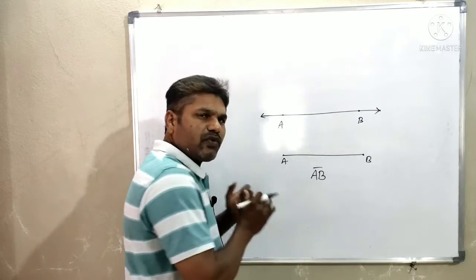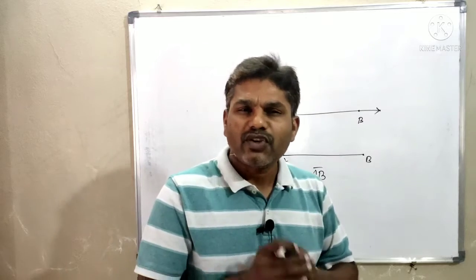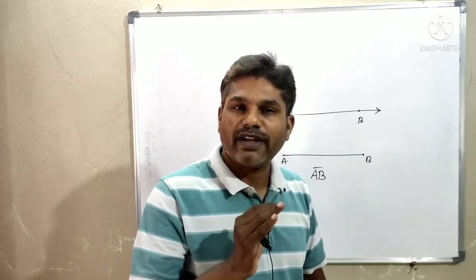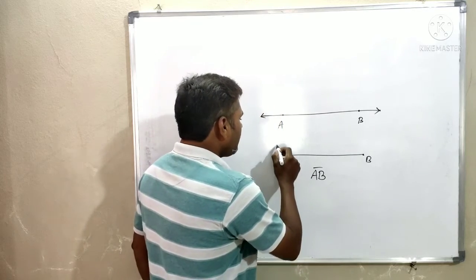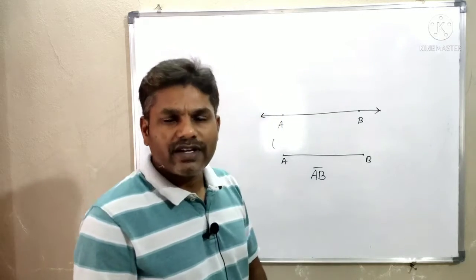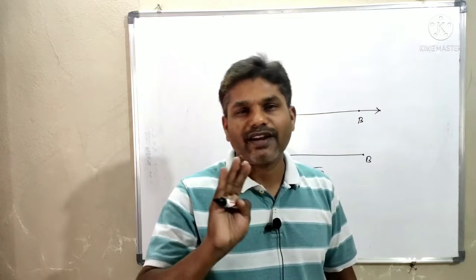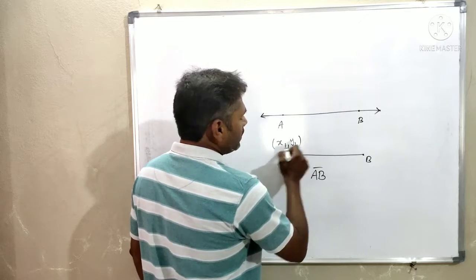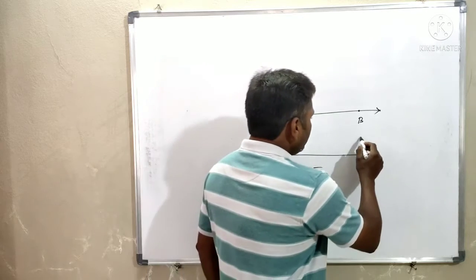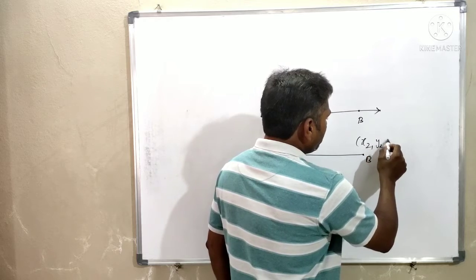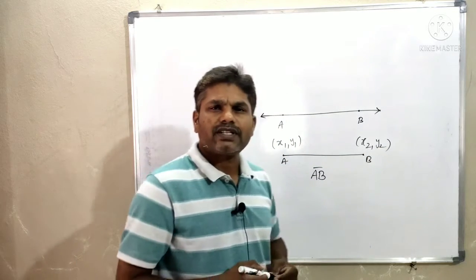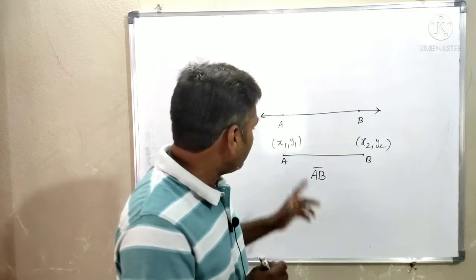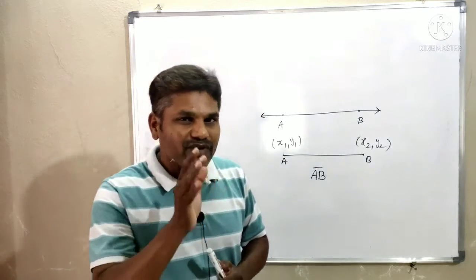If you want to find the distance between these 2 points, you should have a formula. That is the formula for finding the distance between any 2 points. You know that every point will have 2 coordinates called x coordinate and y coordinate. Let the coordinates of this point be x1 comma y1, and the coordinates of this be x2 comma y2. x1 is nothing but the distance of the point from the y-axis and y1 is the distance of the point from the x-axis.